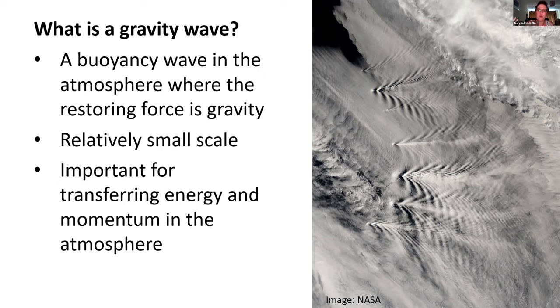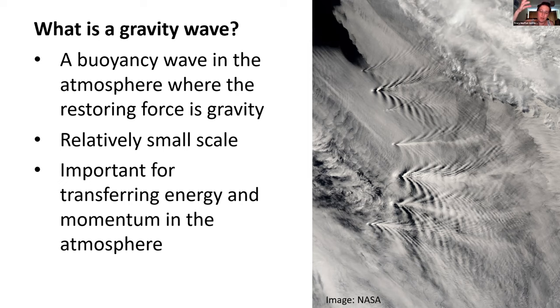You get atmospheric waves which are planetary scale. So these waves have horizontal wavelengths from tens of kilometers up to hundreds of kilometers, and vertical wavelengths of a few kilometers up to about 40, 50 kilometers. So they're quite small scale in reference to the whole atmosphere. But these waves are very, very important for transferring energy and momentum through the atmosphere.